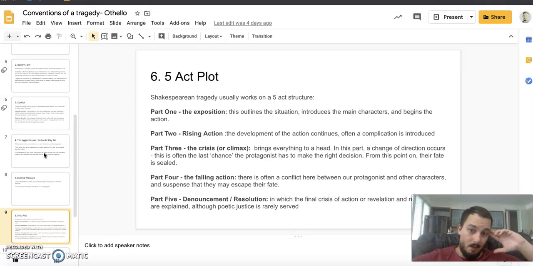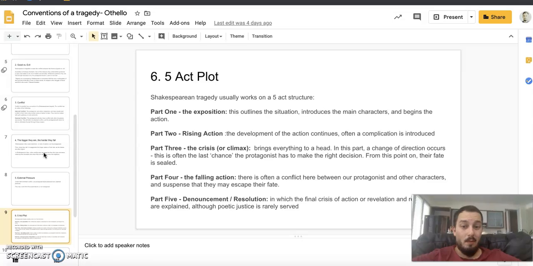And last but not least, the Freytag plot. Shakespeare's tragedies have a five-act structure, which you know because you've all read Othello. So in part 1 we have the exposition. This outlines the situation, introduces the main character, and begins the action.